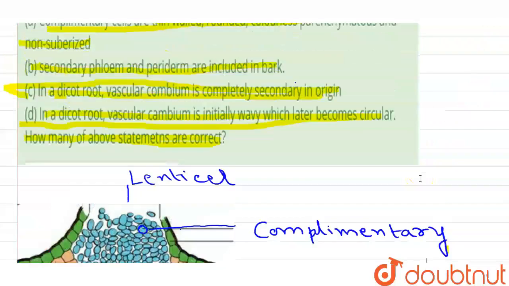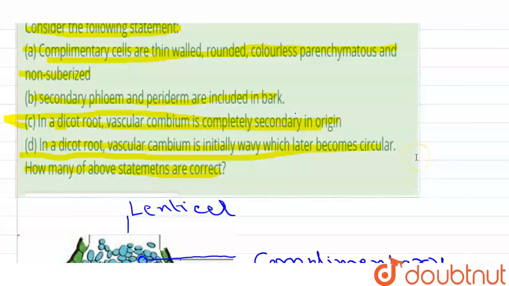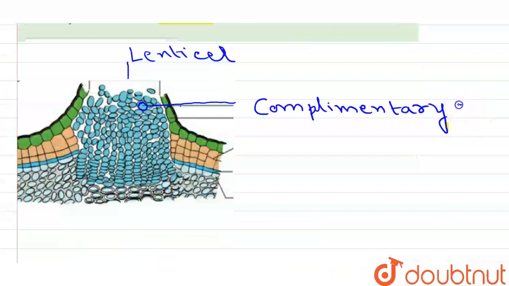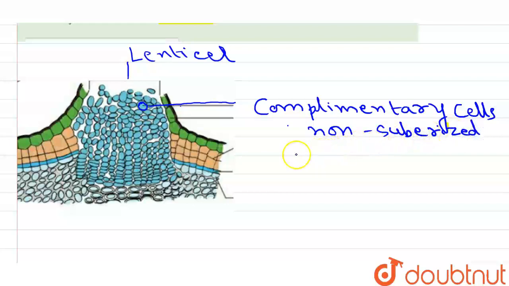So, the first statement given is complementary cells are thin-walled, rounded, colorless, parenchymatous, and non-suberized. These are the complementary cells which are colorless, loosely arranged, parenchymatous, as well as non-suberized. Suberized cells form the periderm, the tissue that develops in secondary stems as part of the bark. So, basically, complementary cells are non-suberized. So the first statement is correct.